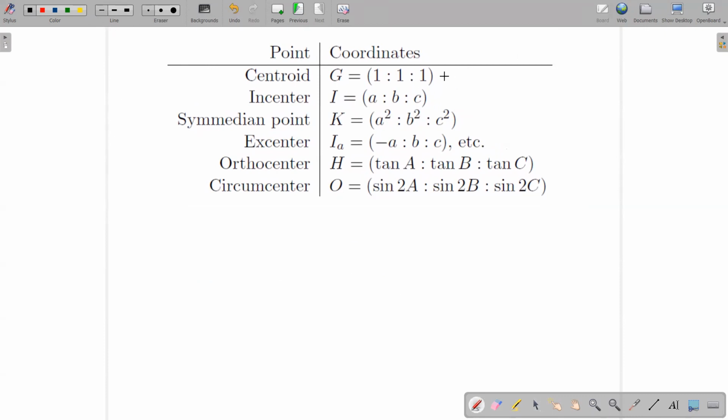The centroid is easy to see, since by properties of the centroid we know that the three areas from the centroid to two of the vertices are the same, and they're a third of the triangle. So dehomogenized, this would be 1/3, 1/3, 1/3. But homogenized, it looks prettier, so we write 1, 1, 1.